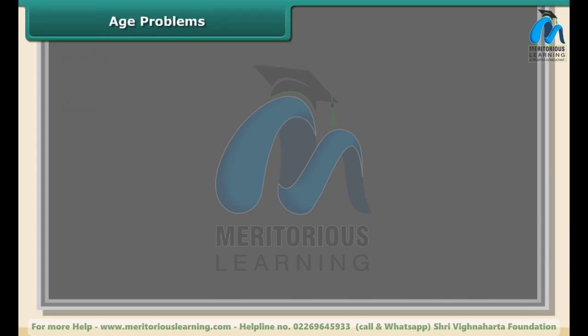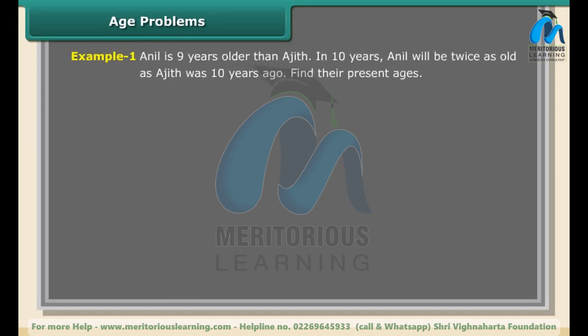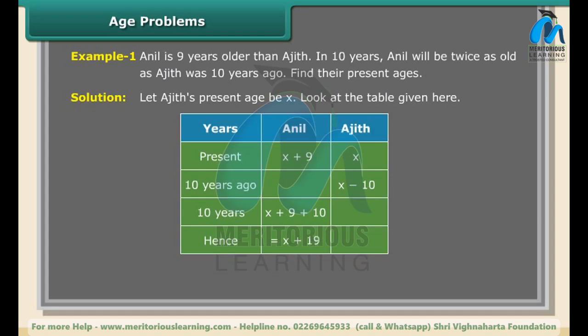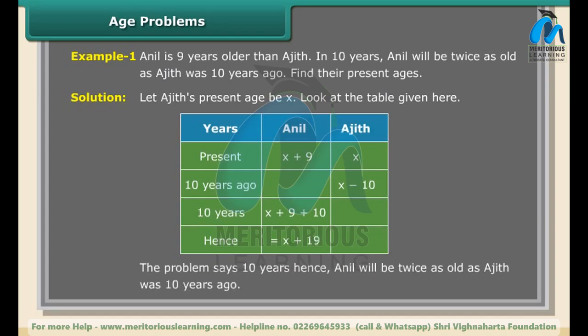Age problems. Example 1. Anil is 9 years older than Ajit. In 10 years, Anil will be twice as old as Ajit was 10 years ago. Find their present ages. Solution. Let Ajit's present age be x. Look at the table given here. The problem says, 10 years hence, Anil will be twice as old as Ajit was 10 years ago.